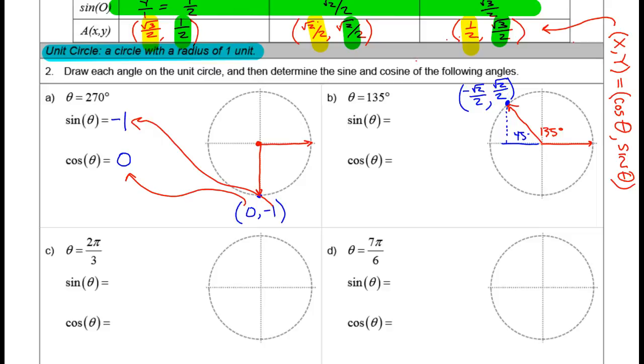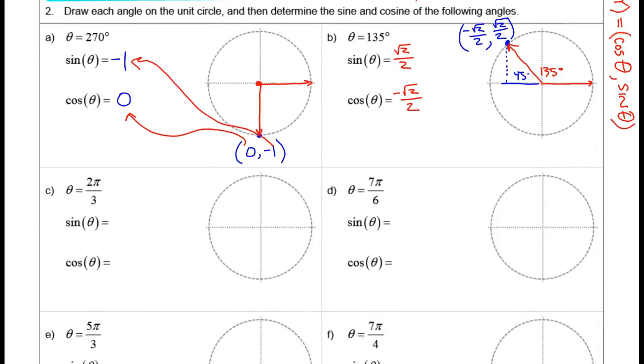So I have a sine ratio in this case, which is the y coordinate. It's √2/2. Notice that it's a positive value. And a cosine ratio, which is negative √2/2. Important for you to be able to keep the positive and negative values straight. We're in quadrant 2, so the x values are negative, the y values are positive.